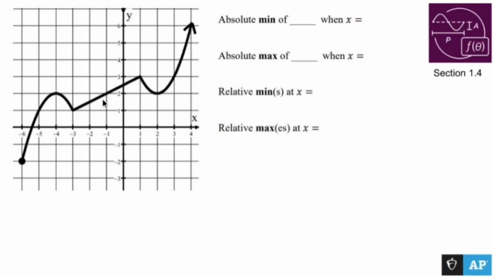Ooh, look at this weird looking unnatural picture. Find the absolute minimum, find the absolute maximum, find the relative minimum and the relative maximum. So the absolute minimum is the smallest point on the graph, which happens to be here. So it looks to me that the absolute minimum is going to occur at the point negative 6, negative 2. Which means my absolute minimum value is negative 2, and that happens at the x value of negative 6.